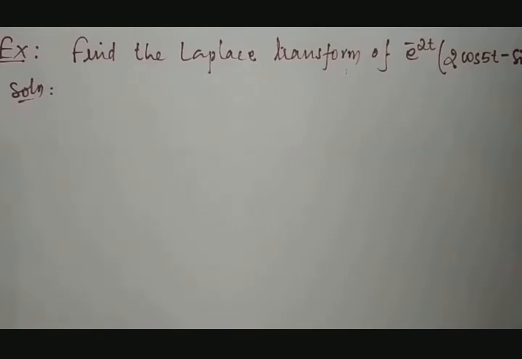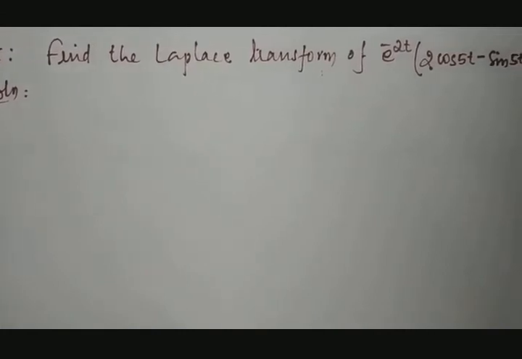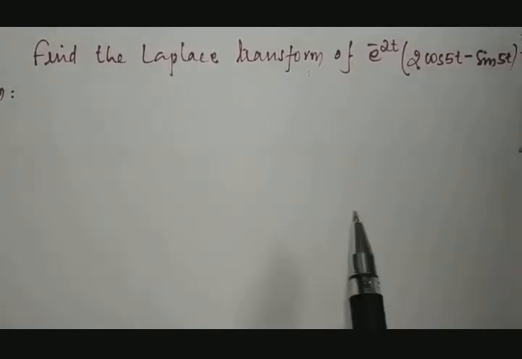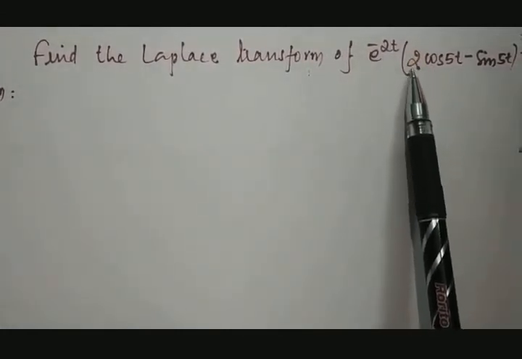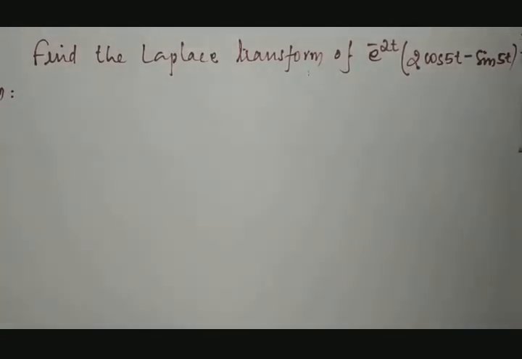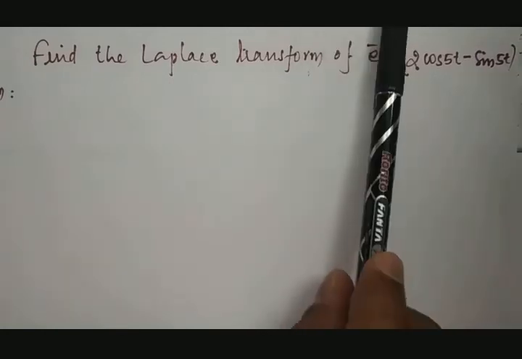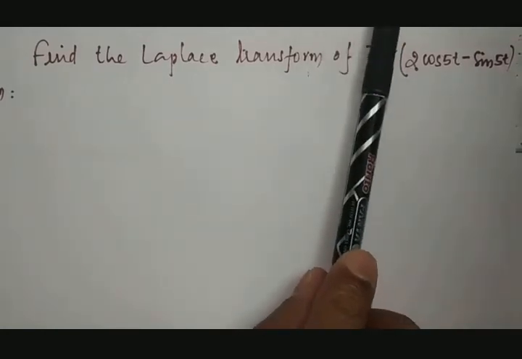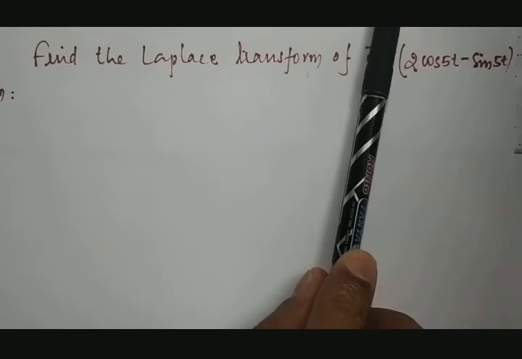Now we are going to discuss an example of finding Laplace transform of the function. The function is e raised to minus 2t into 2 times cos 5t minus sin 5t. Assume if there is no exponential term multiplied to the given function, then it is very easy to obtain a Laplace transform. What we do, we apply Laplace on both sides. Then already we know the Laplace transform of cos 5t and sin 5t.